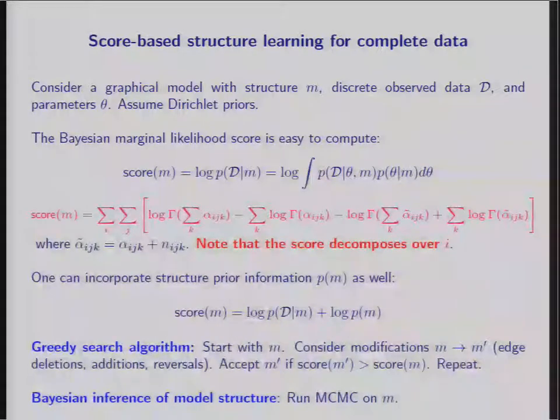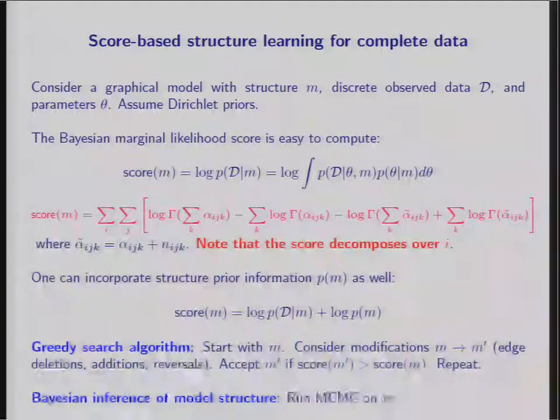Okay? And this is great for search-based algorithms, which basically involve the following high-level description. You start with some graph structure. You consider a modification of a particular edge: add an edge, remove an edge, or maybe invert an edge. And then you accept that modification if the score for the new graph is better than the score for the previous graph. Okay? A simple, greedy optimization of structures is what this embodies.